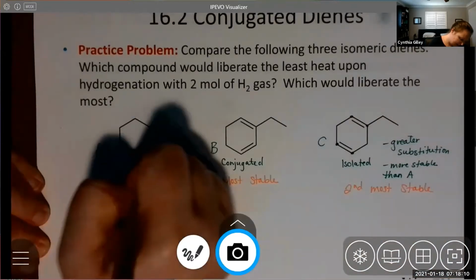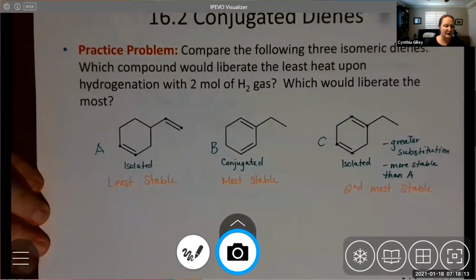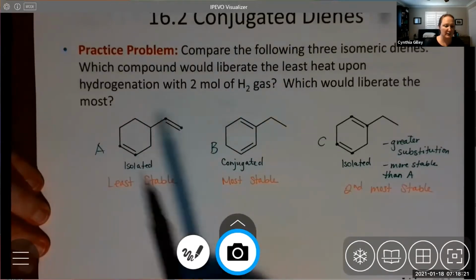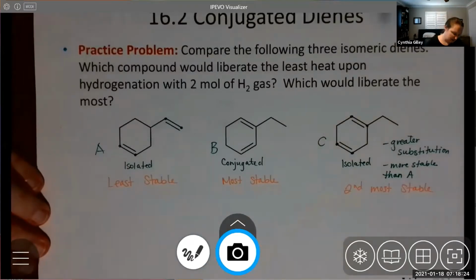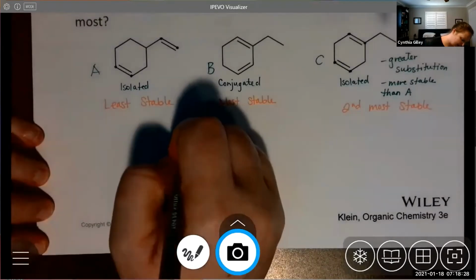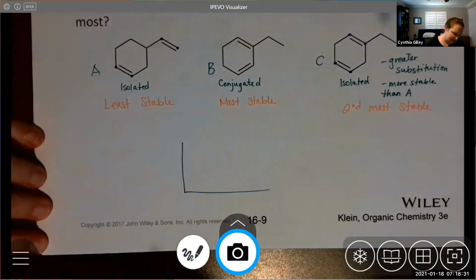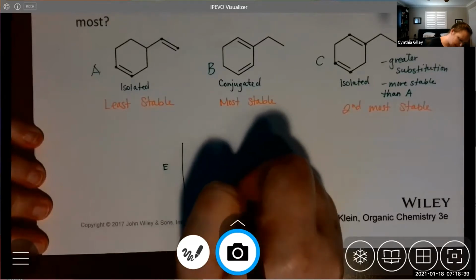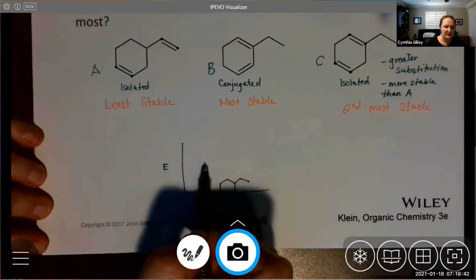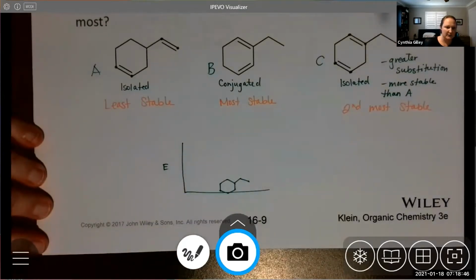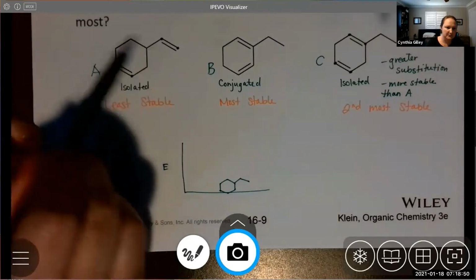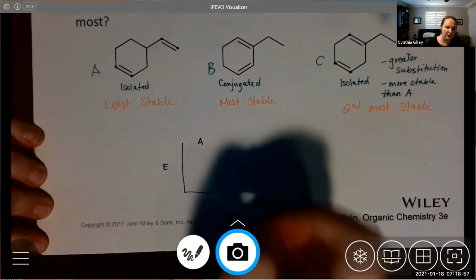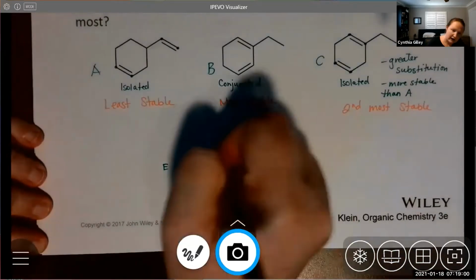But that's not enough to answer the question, right? The question actually asks which compound would liberate the least heat upon hydrogenation, and which one would liberate the most. So you need to think about an energy diagram when you're thinking about the answer to that question. Right? If we're labeling these to eventually hydrogenate to the same place, which would be ethylcyclohexane, which one is lower energy or more stable, and which one is higher energy or less stable? Right? So the least stable is actually going to be the highest energy. So I'm going to place that higher on the graph. The most stable will be the lowest energy. And then intermediate to that would be sort of in between, right?